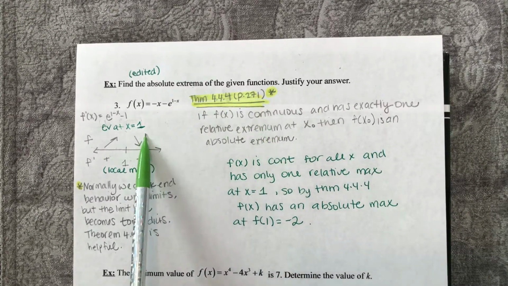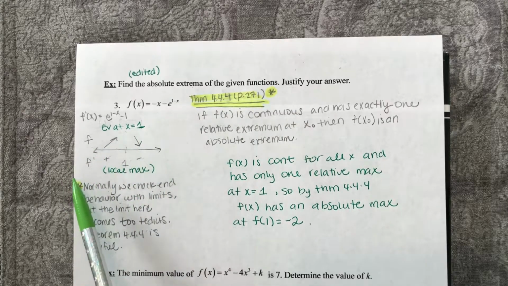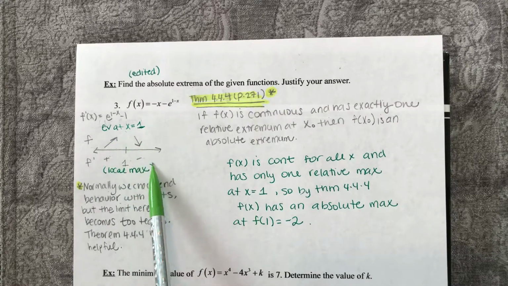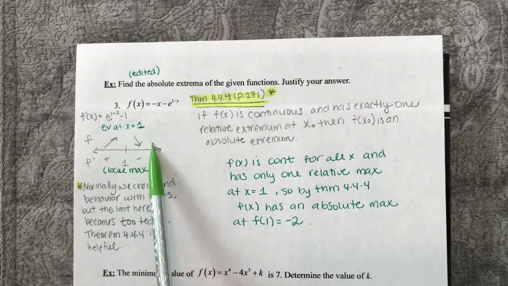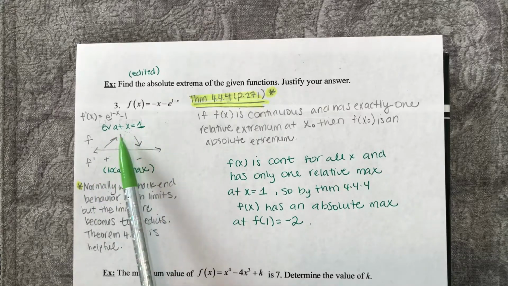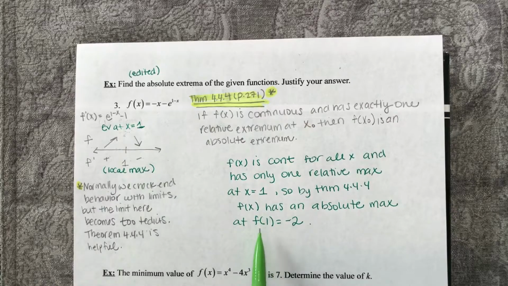So think of this instance, right? It's continuous everywhere, but it only has one relative extrema, so it only has one point where it rises and then turns. So this has to be the general shape of this continuous function. So this has to be the absolute max, and it goes down towards negative infinity both ways here.